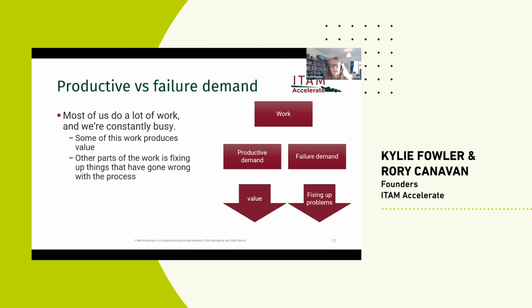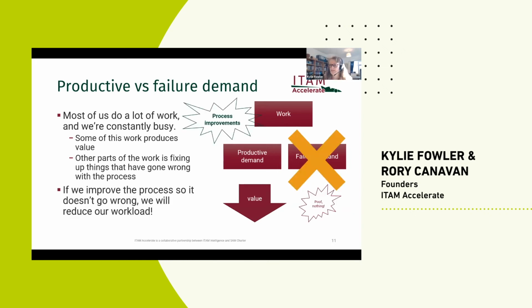So before we automate anything, but just in general, we need to really think about the types of work that are being generated. Where it's productive work, fantastic, let's not worry about it. But where it's failure demand, the work that's generated as a result of a failed process, we need to try and fix that. And let me show you what happens if we put the effort in and improve our processes to get rid of failure demand.